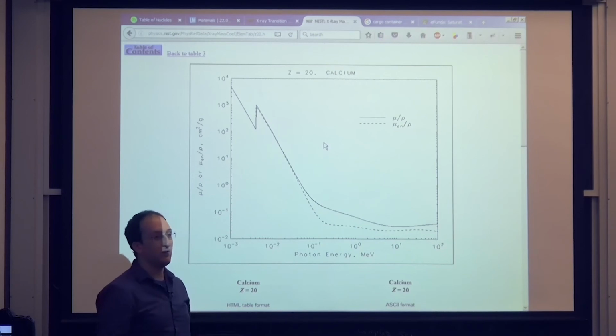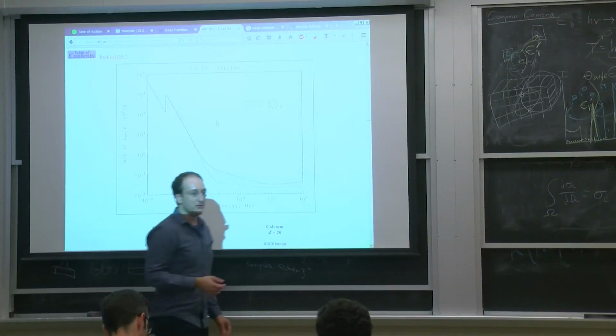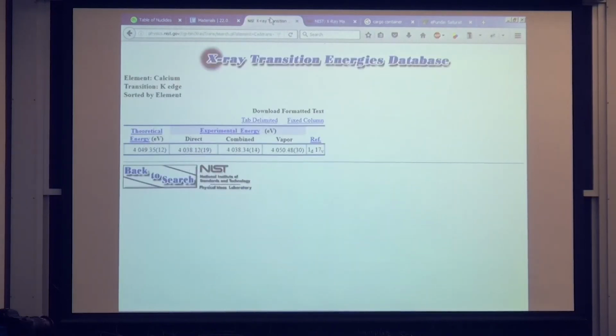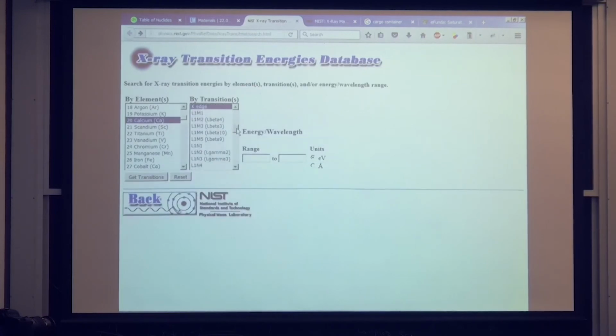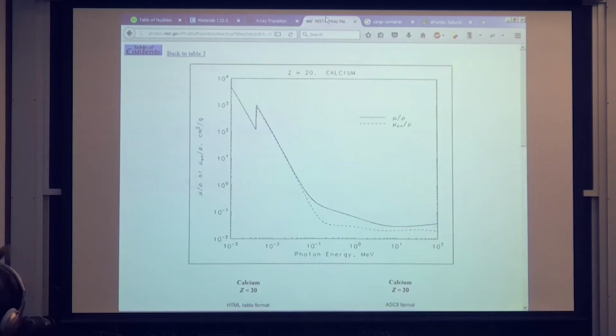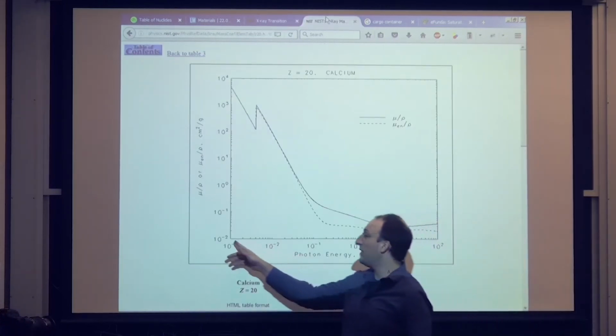So then you might ask, well, there's going to be an L edge for calcium. Where would that be? Probably off this chart, but you can look up where it would be. So we'll go to the NIST. Yeah, so you had the right idea, Dan. It's to the left, right? Yeah, exactly. So now let's look up the L edge. Okay, that's better. So the L1 edge is down at 438 eV, which is indeed off the scale for this graph. This bottoms out at 1 keV.